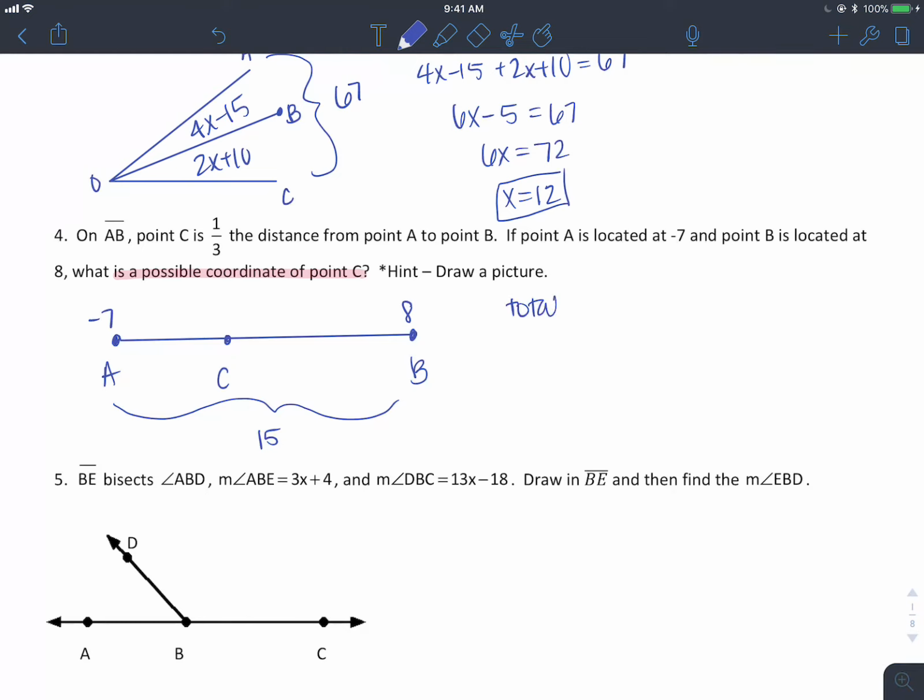So our total distance is 15. So C is 1/3 of that. So we're going to take 1/3 times 15, and that gives us 5, but we're not done yet because it says it's 1/3 of the distance from A to B. So that means starting at A, we have to move 1/3 of our distance. So we're adding 5 towards B. So our final step is -7 plus 5, which is -2, and that equals point C.